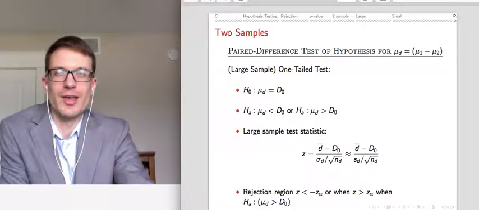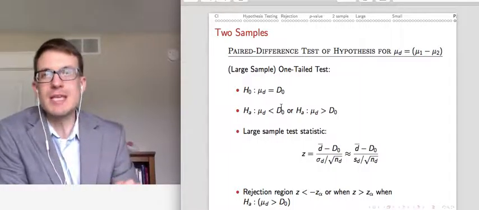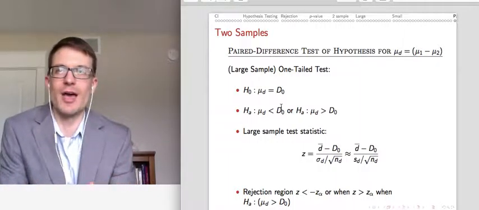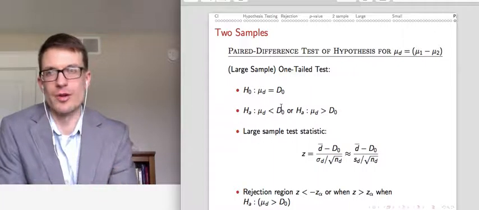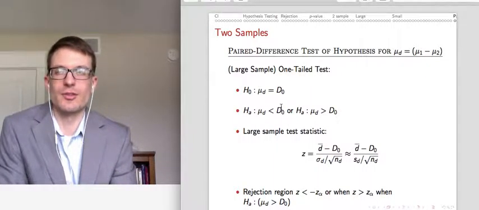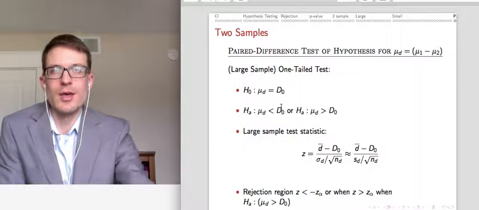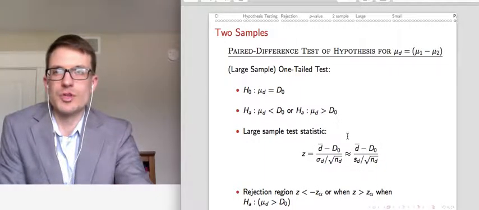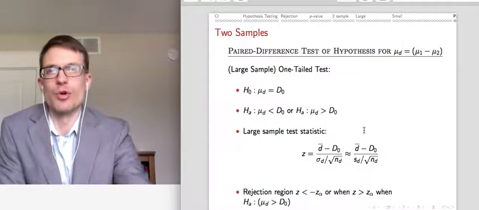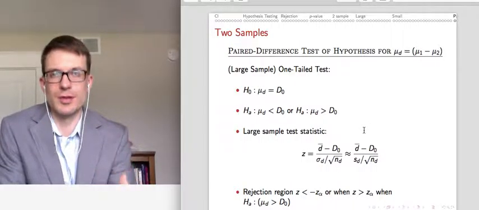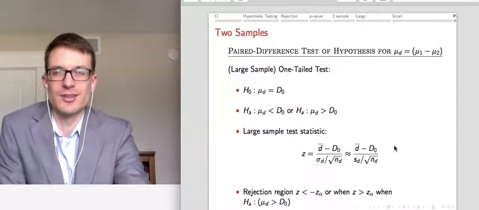Our one-tailed test here is just a test of whether the difference in means is equal to some hypothesized value against the alternative that it's smaller or larger. We would generate a test statistic in a really familiar way, and then our rejection region corresponds to the area of possible test statistics that are more extreme than the critical value stipulated by the significance of the test.